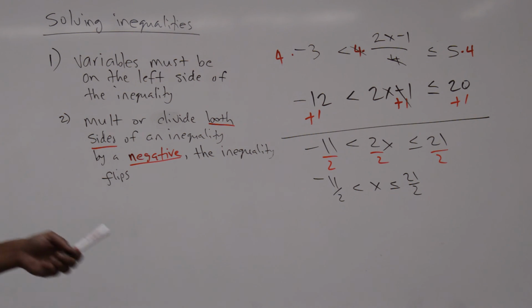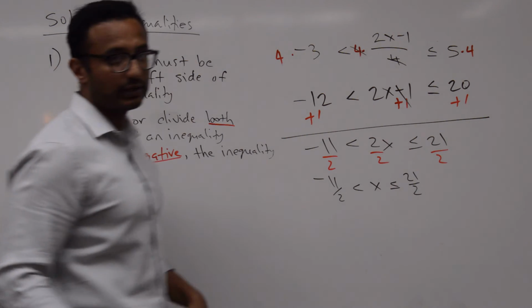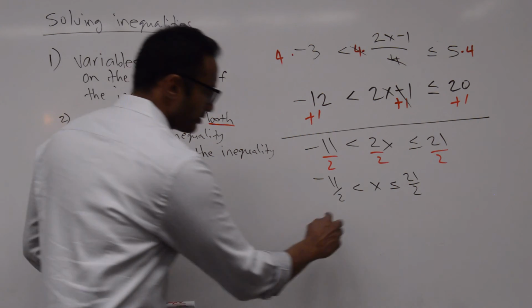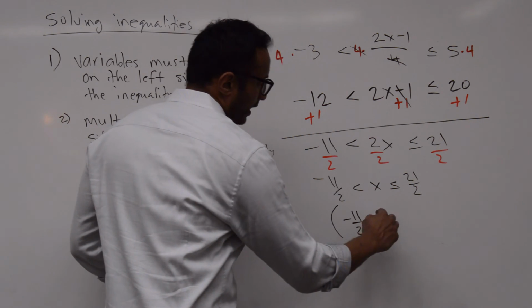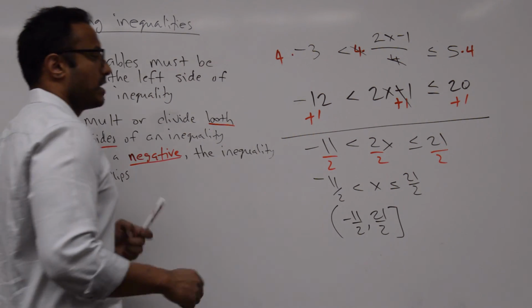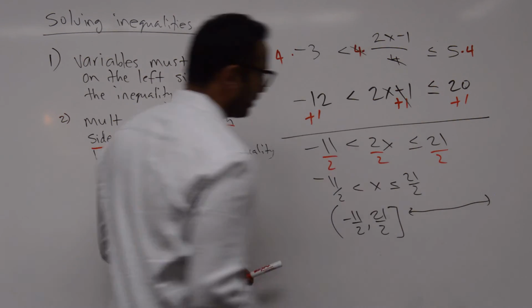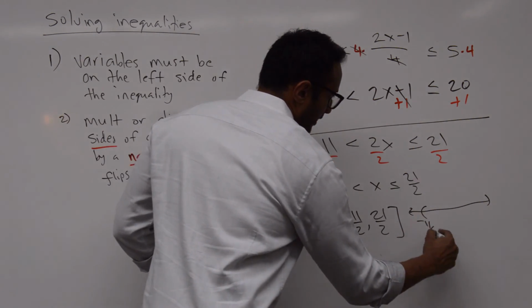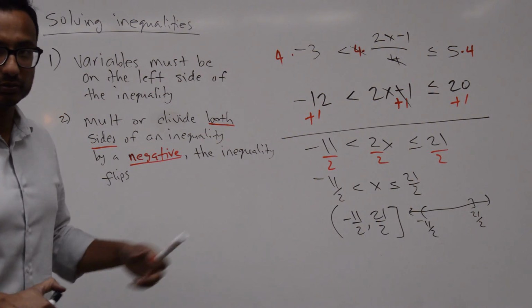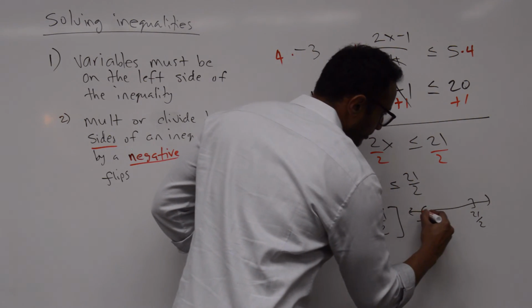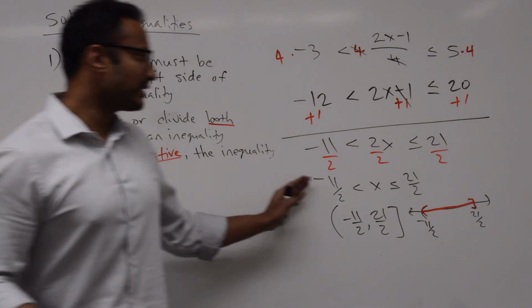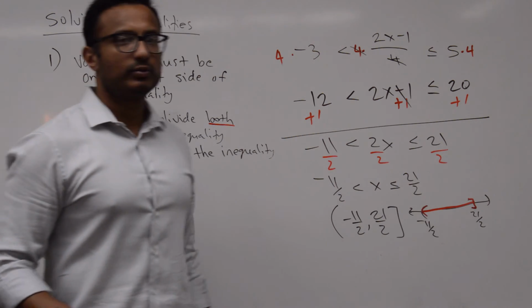So what does interval notation look like? This is our lowest value, that's our highest value, because all the values of x are between negative 11 over 2 and 21 over 2. So the lowest value is negative 11 over 2. The highest value is 21 over 2. You got a parentheses and you got a bracket. What does the solution look like? The lowest value in your solution set is negative 11 over 2. The highest value is 21 over 2. And all the values of x are between those two. Notice we don't go to negative or positive infinity because on one side we stop at negative 11 over 2. On the other side we stop at 21 over 2.